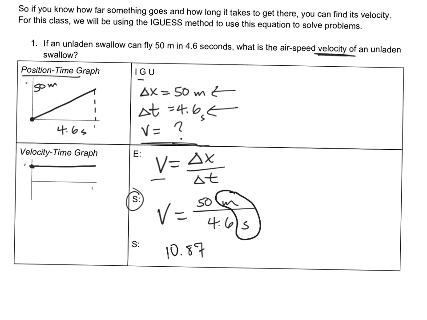To get the unit for velocity, you take meters and divide it by seconds to get meters per second. So our velocity here is 10.87 meters per second.